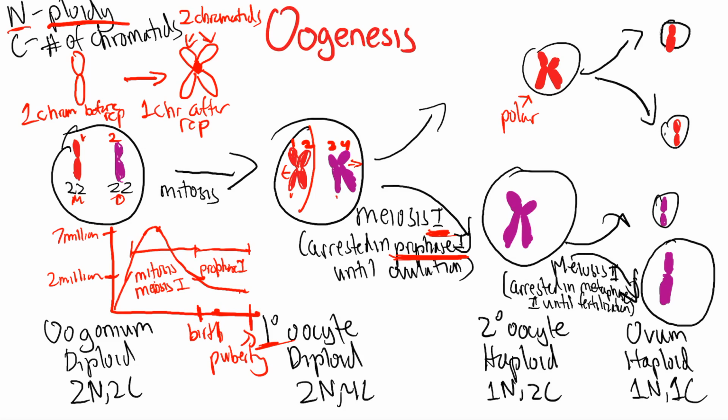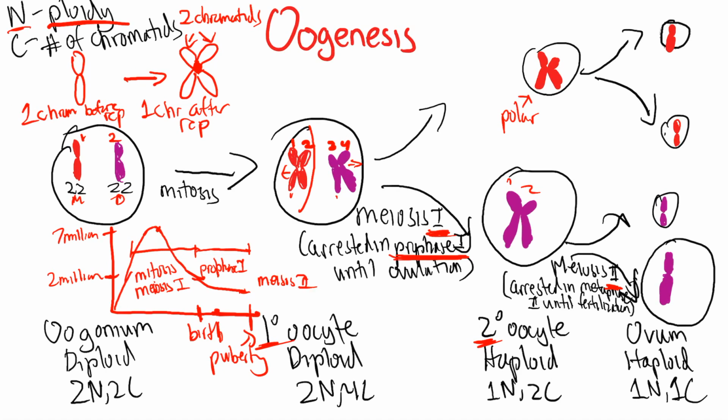And note that it is now haploid. There's only one copy of this chromosome. We were using chromosome 22 as an example. There's now only one chromosome of chromosome 22. This is from the dad in this case. So it's haploid, and there are still 2 chromatids, so it's 2C. And now this secondary oocyte will start meiosis 2. So primary oocyte starts meiosis 1, secondary oocyte undergoes meiosis 2, and then this will stop in metaphase 2. So it's going to go into meiosis 2.